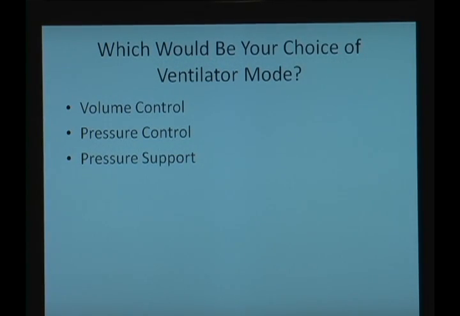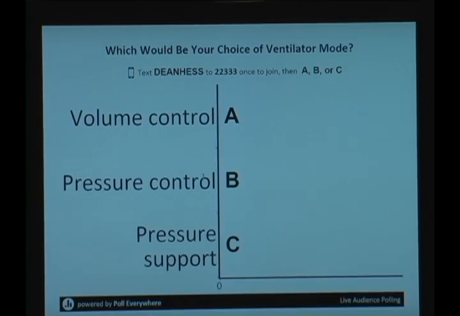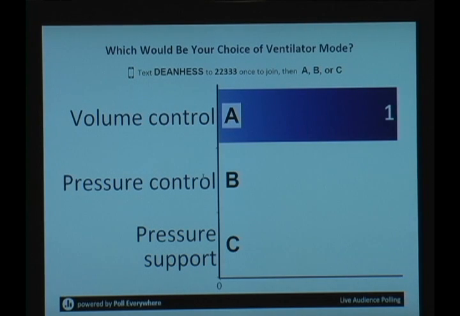So now, what would be your choice of ventilator mode for a patient with obstructive lung disease? We could say this is a patient with severe COPD exacerbation or asthma exacerbation. So are you going to use volume control, pressure control, or pressure support? The more that come in, the person who chose pressure control is getting shrunk right out of the picture.